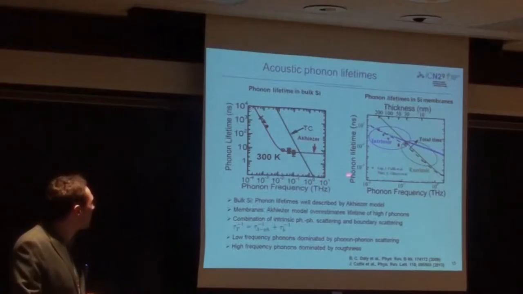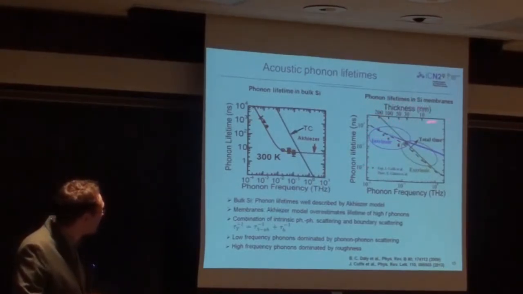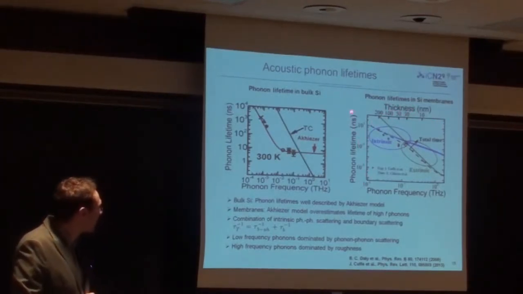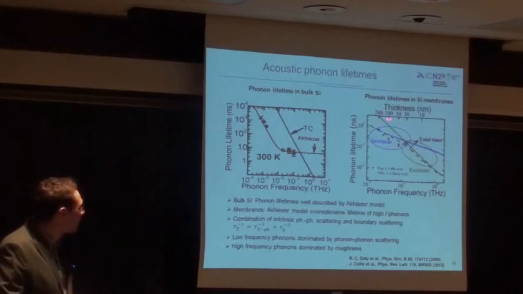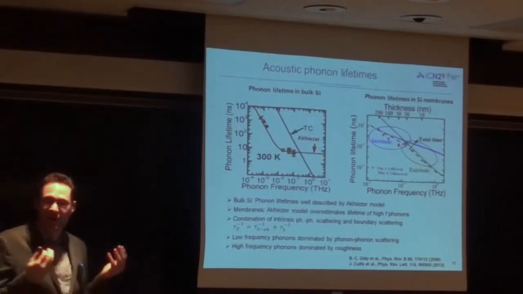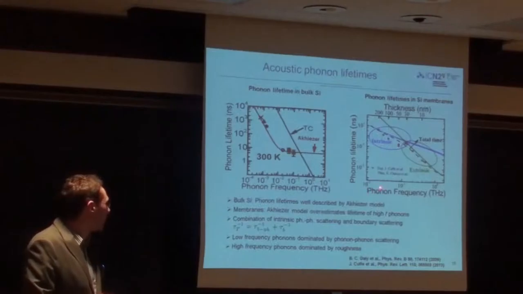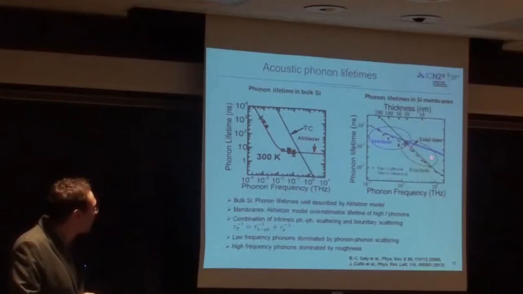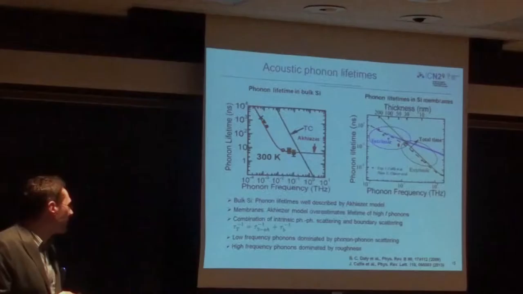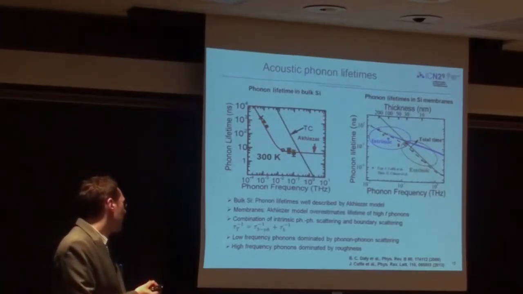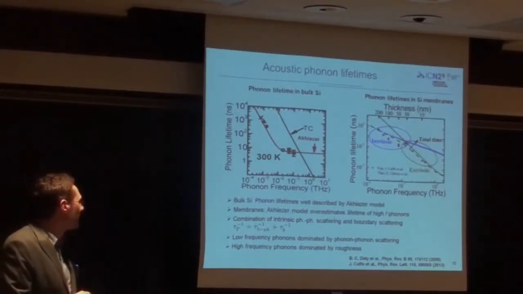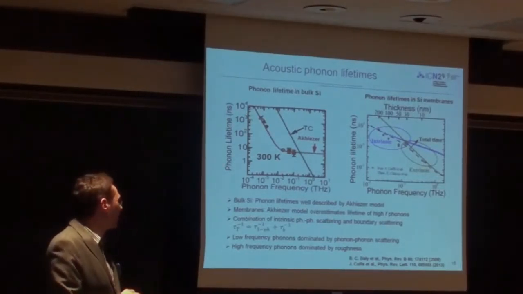So the idea basically would be to consider, this is a work that we have done in 2013, measure the phonon dynamics as function of the thickness for different membranes. And you see that when you go to thinner membranes, of course, your frequency goes higher due to the correlation that I just showed before. And you can see that when you go to very thin membranes, the phonon lifetime is very strongly reduced. It turns out that the low-frequency phonons are dominated by phonon-phonon scattering processes, and for the high-frequency phonons, the lifetime is mainly limited by roughness or by boundary scattering processes.